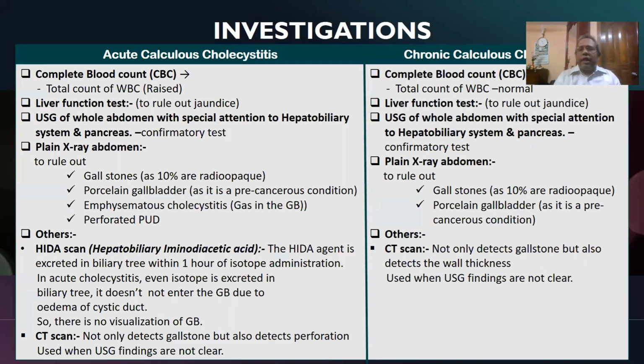The confirmatory investigation is ultrasonography. It is a very important thing. That means ultrasonography of the whole abdomen with special attention to the hepatobiliary system and pancreas. Whenever you do the ultrasonography, you can easily detect the status of the gallbladder. What is the gallbladder lumen? What is the wall of the gallbladder? What are the surroundings of the gallbladder? All this information you can get by looking at the ultrasonography. For that, an ultrasonography you must do.